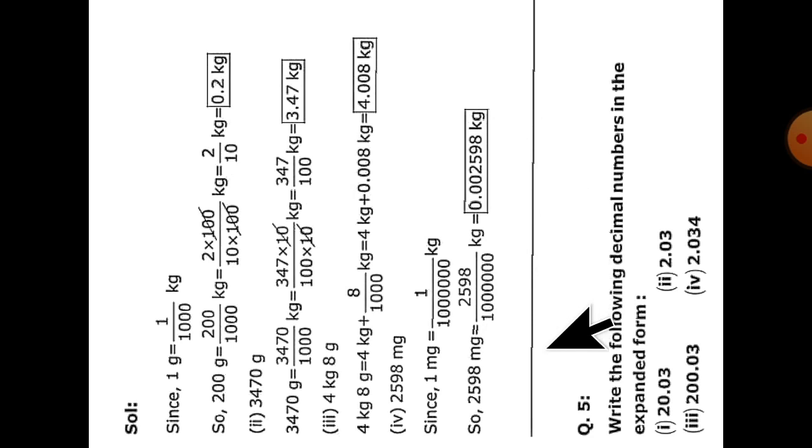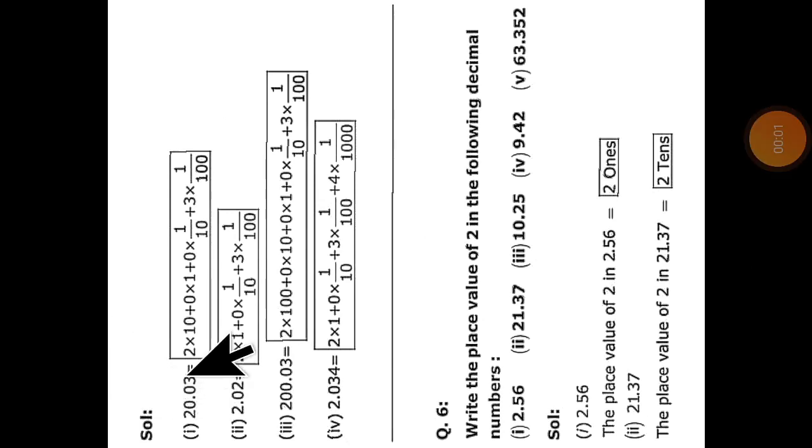Now question number 5, write the following decimal numbers in the expanded form. Okay. Solution, 20.03 equal to 2 into 10 plus 0 into 1 plus 0 into 1 upon 10 plus 3 into 1 upon 100. See, after point if the numbers are there, this should be divided by 10, this should be divided by 100, and if before point the digits are there, this should be multiplied by 1, this should be multiplied by 10, like that.